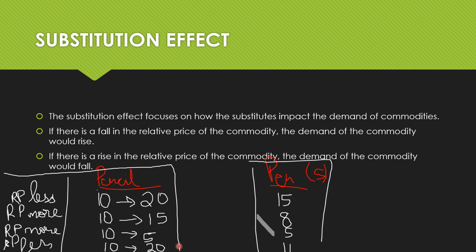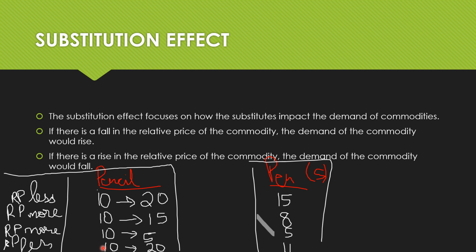From this we can come to the conclusion that if there is a fall in the relative price of the commodity, the demand of the commodity would rise. This is the last case that I've mentioned here, case number 3. In this case, we saw that with the fall in the relative price of the commodity, the demand of the commodity has risen, and vice versa.